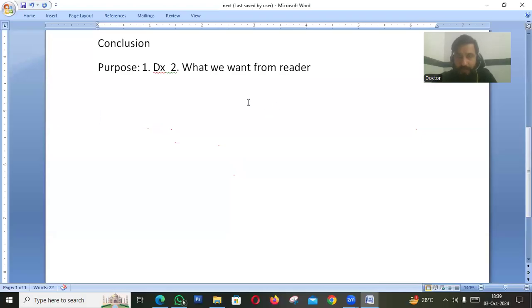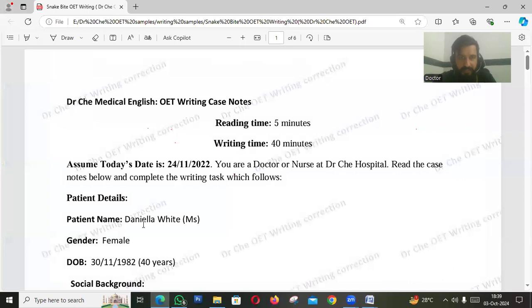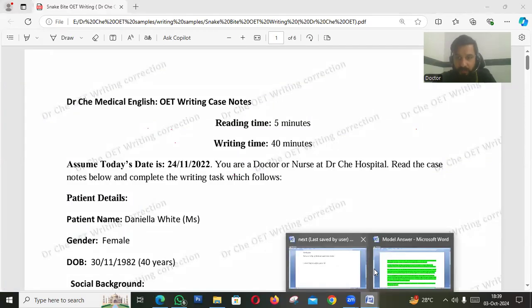You're sending this patient back, so we will start like this: I am writing to update you on the name of the patient. What is the name? Miss Daniela White. So are we going to write Miss Daniela White or only the short name? What are you going to write, Miss White or Miss Daniela? Miss White. Use the surname.